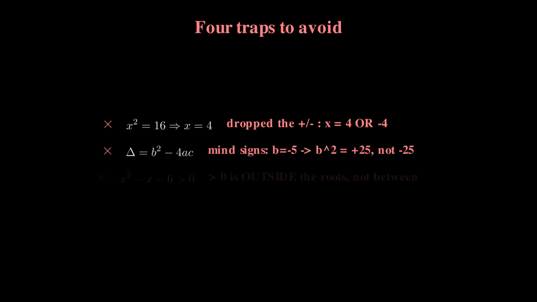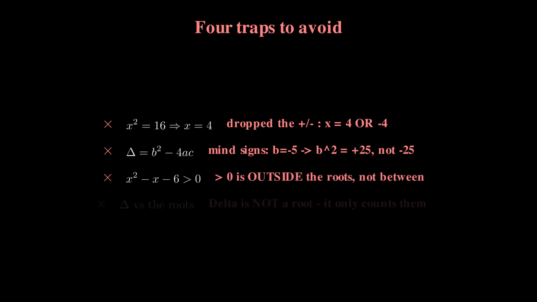3. The inequality direction. Greater than 0 is the outside arms, not the inside. Always let the sketch decide. And 4. Confusing the discriminant with the roots. Delta doesn't give you an x value. It only tells you how many there are. Dodge these, and 2.7 is free marks.